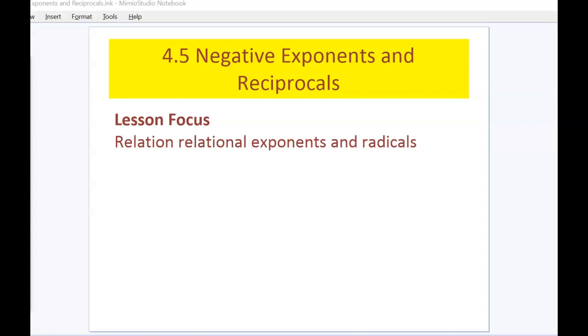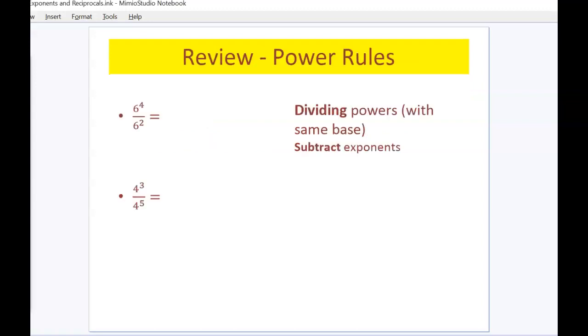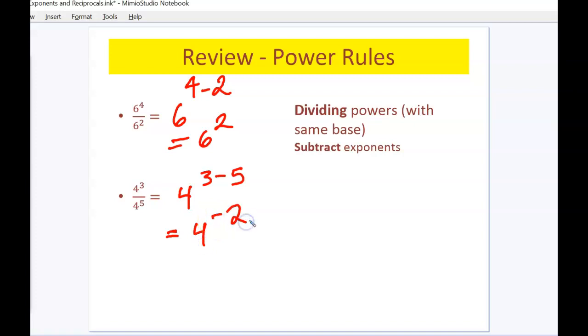In lesson 4.5, we're going to learn how to deal with negative exponents. First of all, let's review our power rules for dividing. If we have 6 to the power of 4 divided by 6 to the power of 2, remember, if our bases are the same, we leave the base, and if we're dividing, we subtract our exponents, so this would become 6 squared. Similarly, in this example, I have base 4 and I'm dividing, so this would be 3 minus 5, which would be the same thing as 4 to the negative 2.